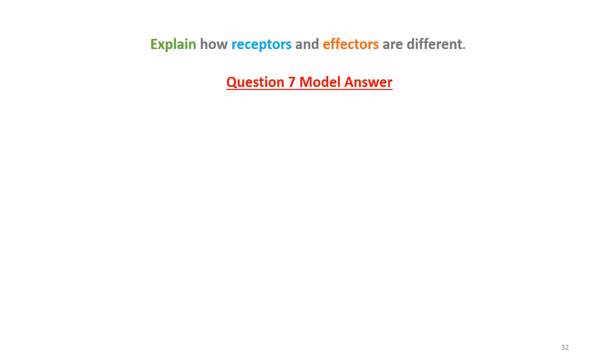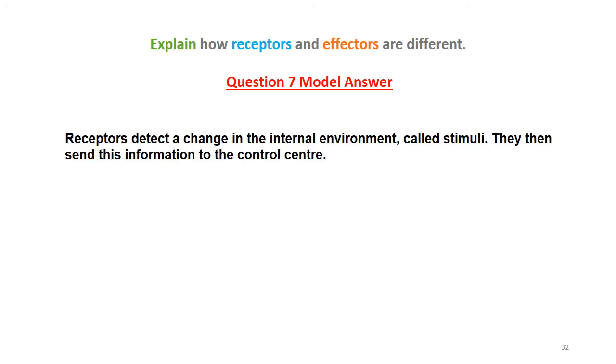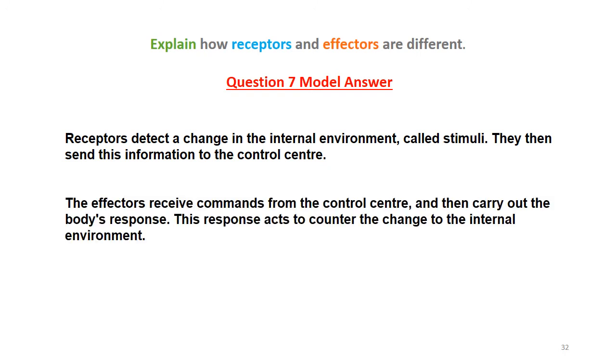So question 7, this is the model answer. The question was, explain how receptors and effectors are different. Receptors detect a change in the internal environment called stimuli. They then send this information to the control centre. The effectors receive commands from the control centre and then carry out the body's response.